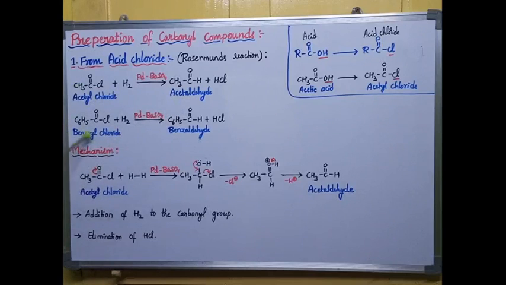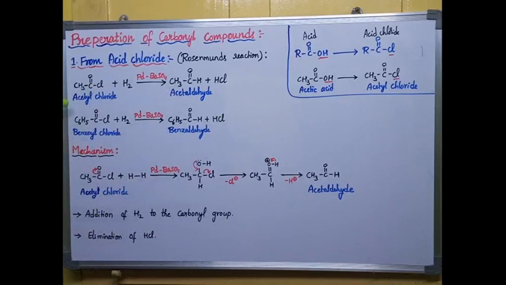Next, I am taking aromatic acid chlorides to convert them into aromatic aldehydes. If I take benzoyl chloride and add hydrogen, H2, in the presence of the same catalyst, I will get benzaldehyde and HCl as a byproduct.